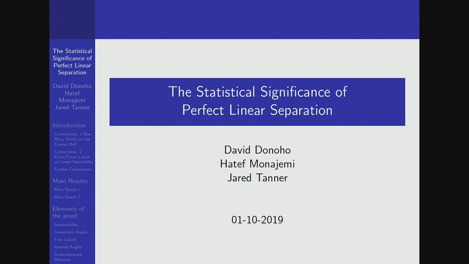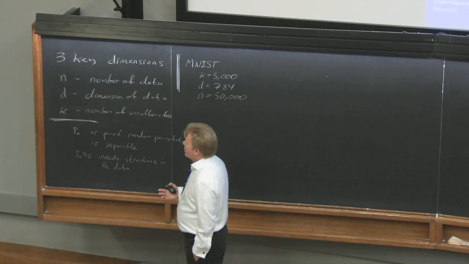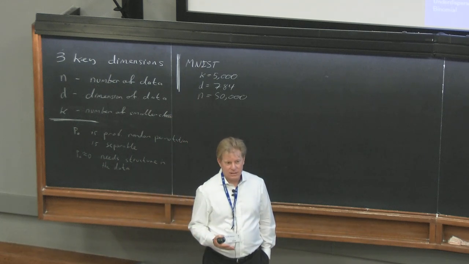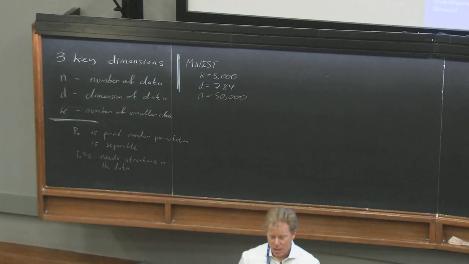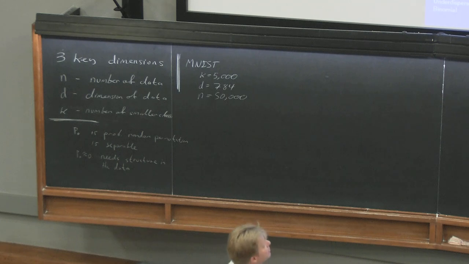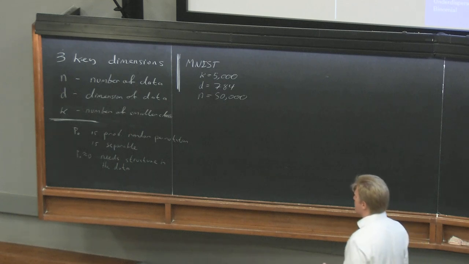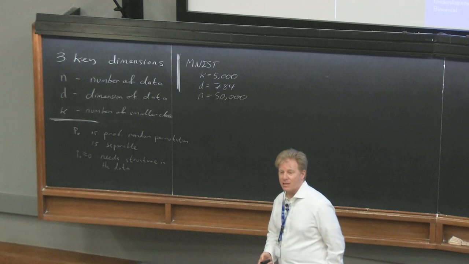I'm going to tell you today what I think is a simple takeaway for data scientists when looking at the size of problems. On the board, I've written down some dimensions. These three numbers are going to appear over and over throughout the talk. There's n, the number of data, d, the dimension of the data, and k. I'm going to do a classification problem, so this is going to be about perfect linear separation. I'm going to want to separate k pieces of the data from the remaining n, and k is always going to be the smaller size: the number of entries in the smaller class that I'm wishing to classify.